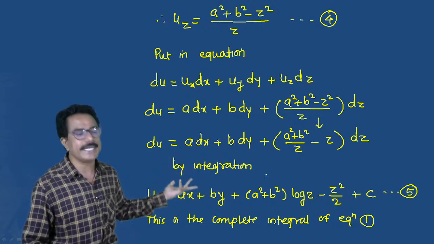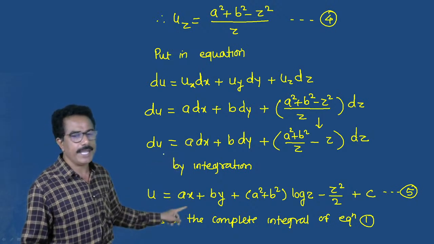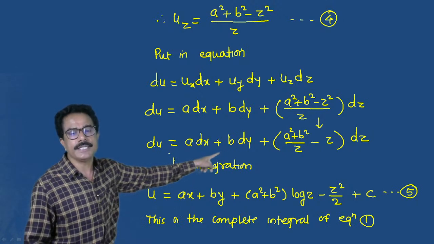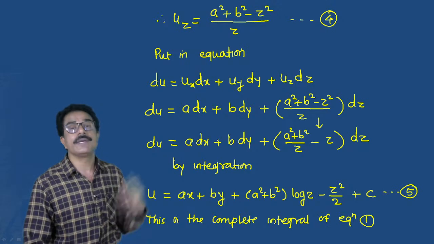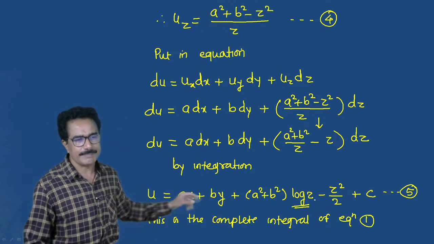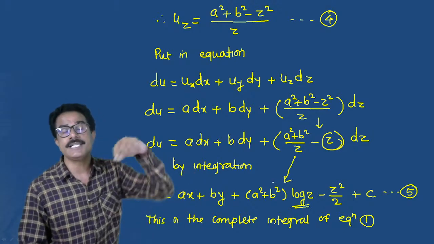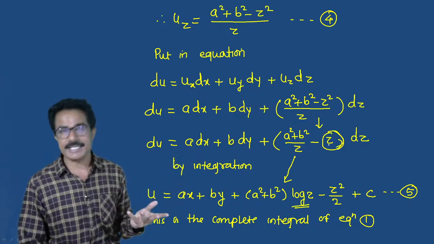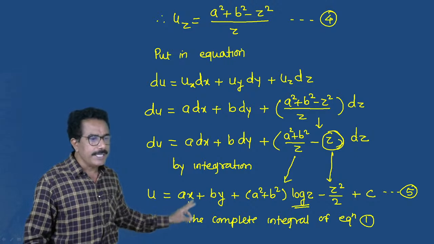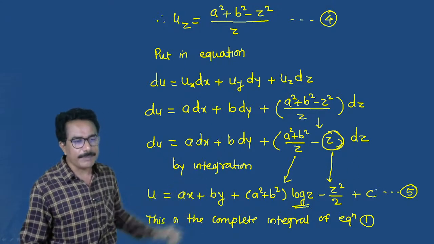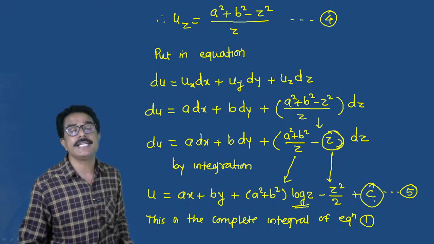Now by integrating, the integration of u, a is a constant, integration with respect to x is x. The integration of b, b is a constant, with respect to y is by. Again here integrating with respect to z, a square plus b square is a constant, the integration of 1 upon z with respect to z is log z, minus, this is the integration, a square plus b square as it is, the integration of 1 upon z with respect to z is log z. Again the integration of z is z square by 2 plus, here there are only two arbitrary constants a, b, and the third arbitrary constant is c for this integral. For this integration, we can take c as an arbitrary constant.